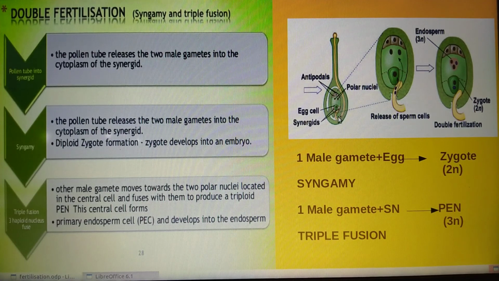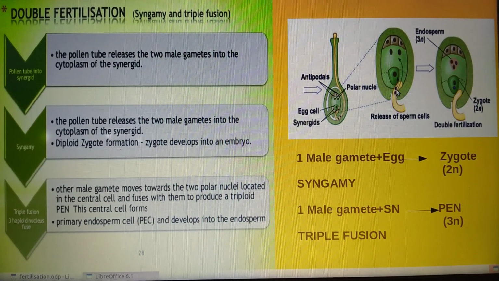After the entry of pollen tube, what happens? The pollen tube releases two male gametes into the cytoplasm of the synergids. Now the situations are ready for fertilization.